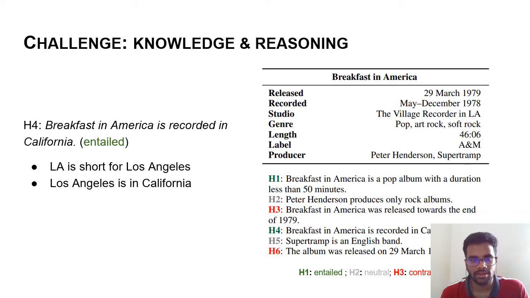Now, for the example, Breakfast in America is recorded in California, the relevant row is the row with the key studio, not with the key recorded. The model needs to extract the relevant row and also needs to compare that the Village Recorder is in LA. That means LA is short for Los Angeles, and the model needs to know that and also know that Los Angeles is in California, which requires the model to have factual knowledge about Los Angeles and California.